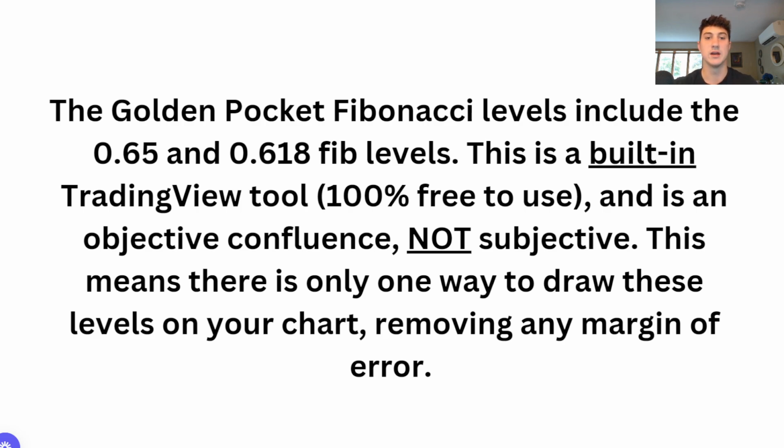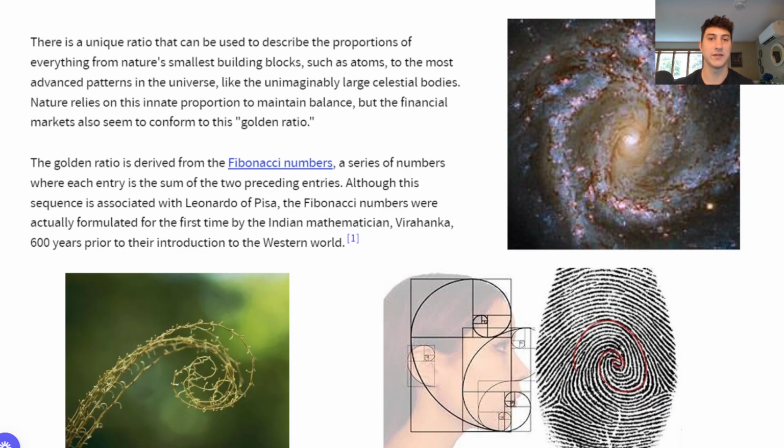There's only one way to draw a Fibonacci retracement. It removes a lot of the guesswork and removes a lot of the emotion. So this is why I love the golden pocket fib, which by the way consists of the 0.65 and the 0.618 Fibonacci retracement levels. Now let's get right into what these levels actually are and why this works not only in trading, but actually in everything in life. So this is referred to as the golden ratio.